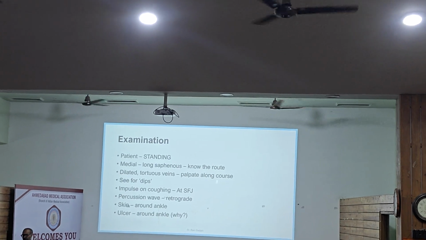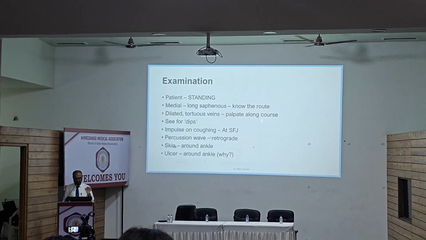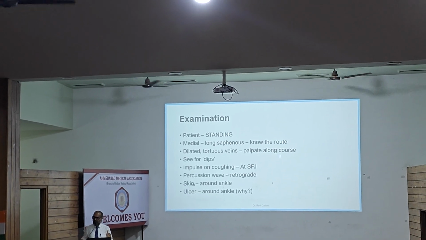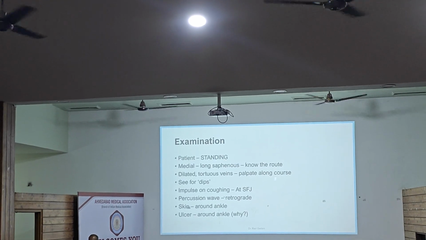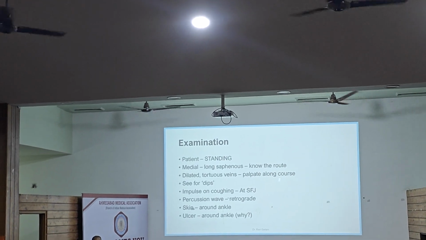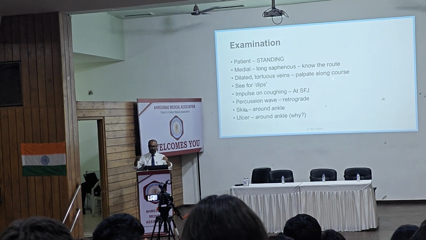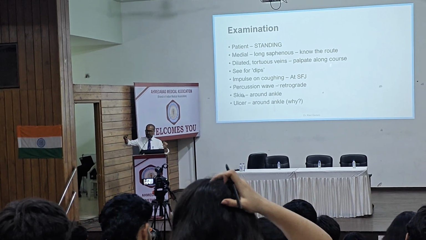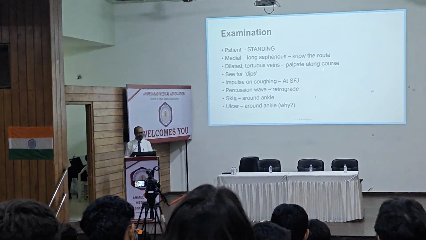Other things that are done: there are plenty of tests described in textbooks and other clinical books. Almost none of them are done, including the tourniquet test. But we will still talk about it. Percussion, retrograde. What is retrograde in the lower limb? Proximal to distal. Normal is distal to proximal. So the patient is lying, the vein is full. If you tap on one side and the wave travels, that is known as the percussion wave. You want to look at the skin around the ankle.